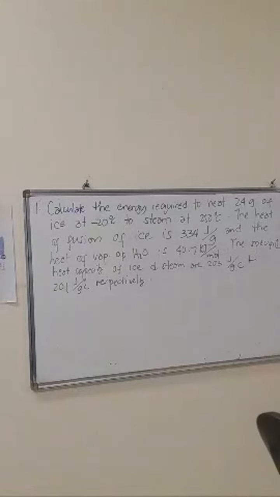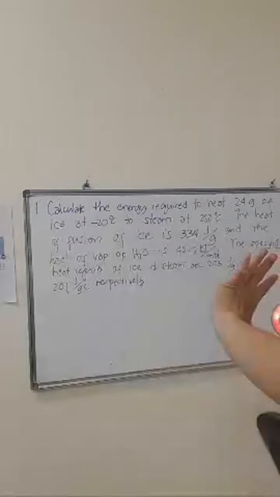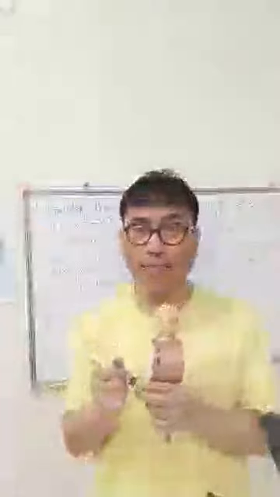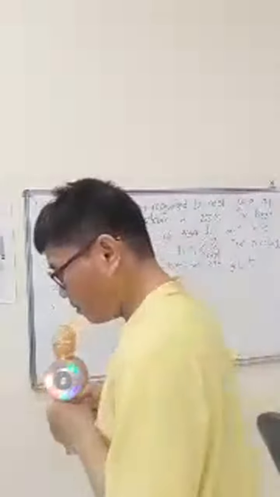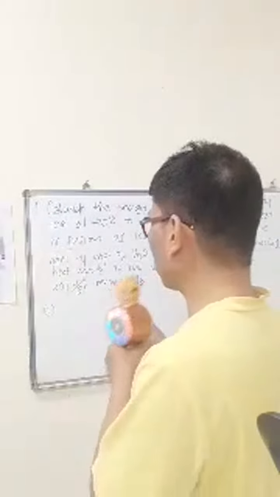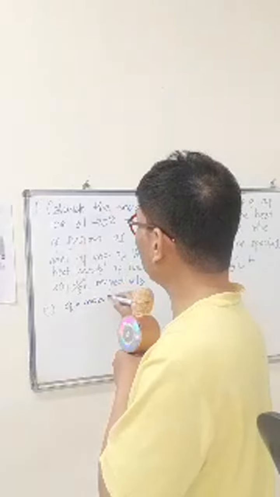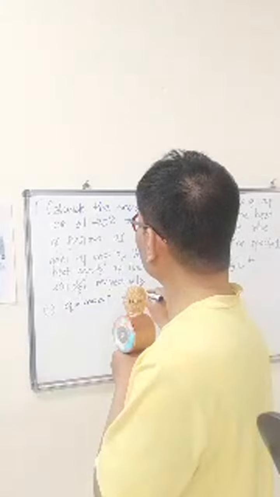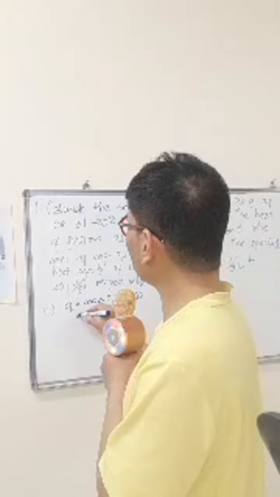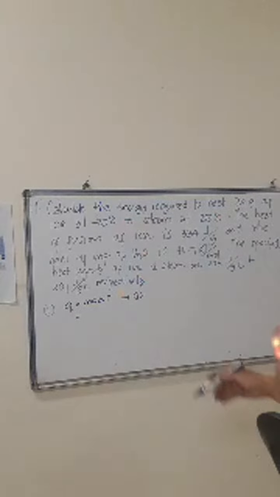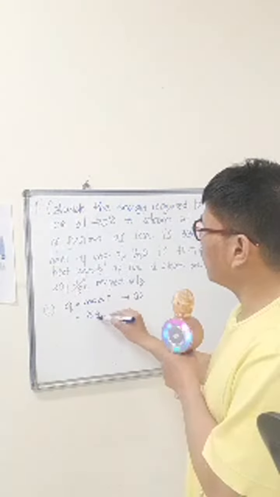Let's start with the first. We are going to heat 24 grams of ice to negative 20 degrees Celsius. So, step 1. I don't have to illustrate the graph. I discussed that a while ago, right? So for the first process, temperature changes, Q equals m Cp delta T. So the mass is 24 grams.